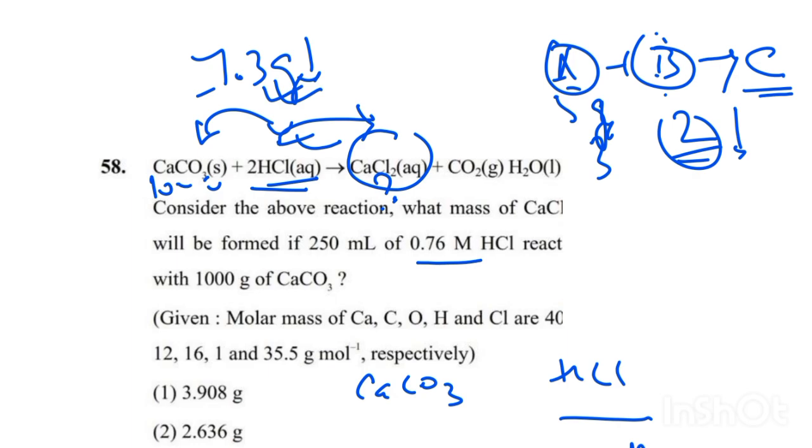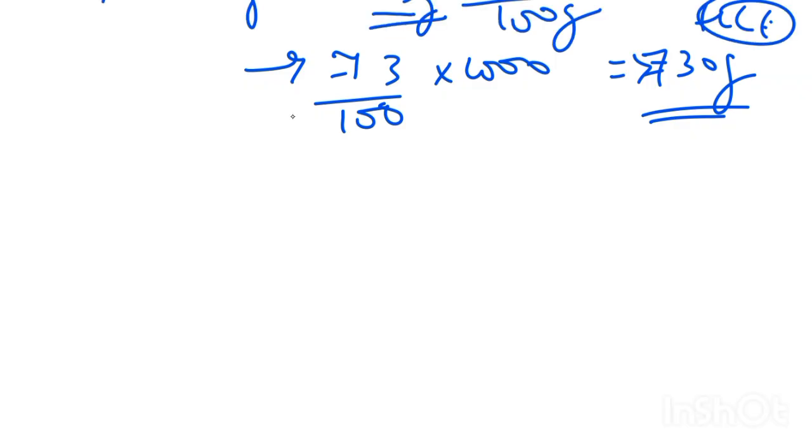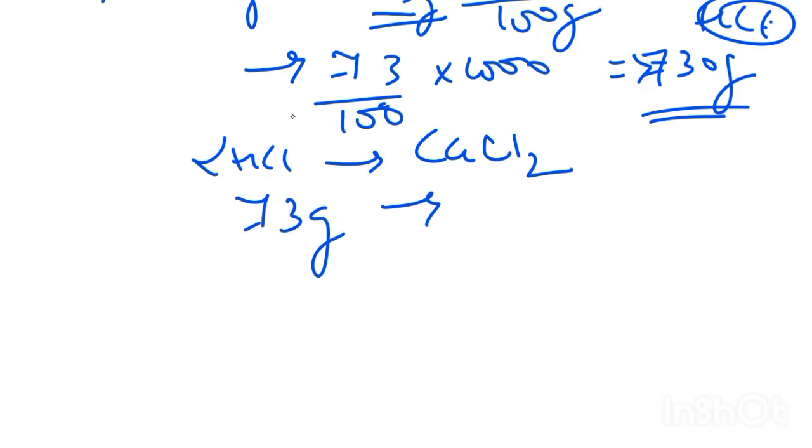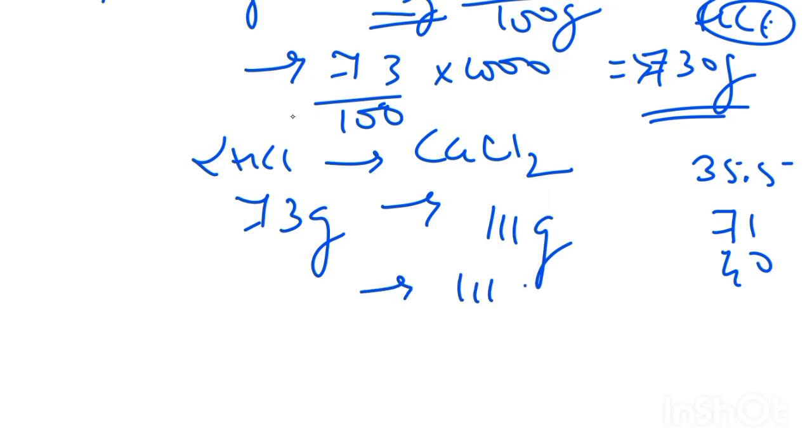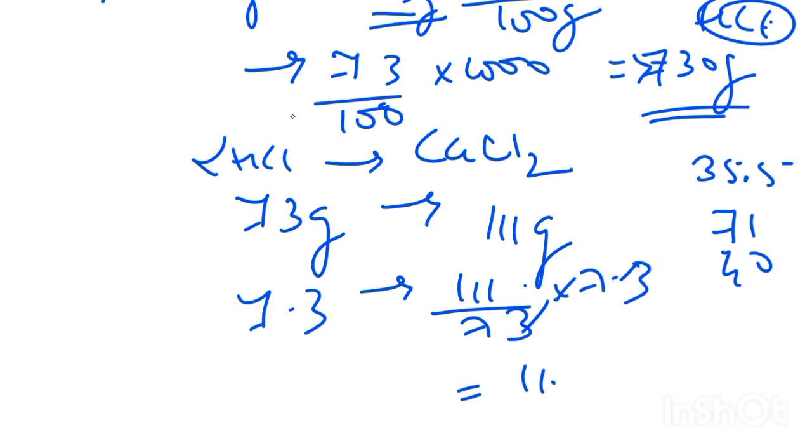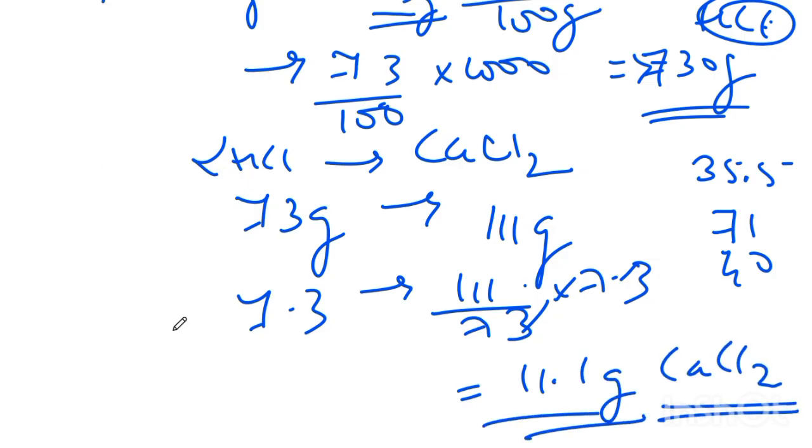So how much CaCl2 will be produced? So 2 HCl gives calcium chloride. 73 gram HCl gives calcium chloride, which is 35.5 into 2, 71, plus 40, 111 gram. So 111 gram by 73 into 7.3. So it comes out to be 11.1 gram. So 11.1 gram calcium chloride is produced.